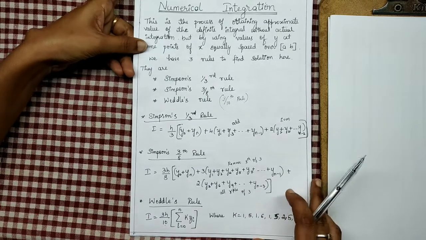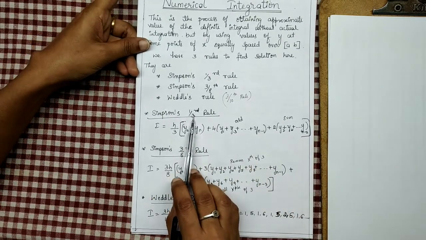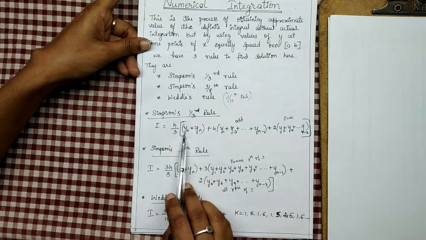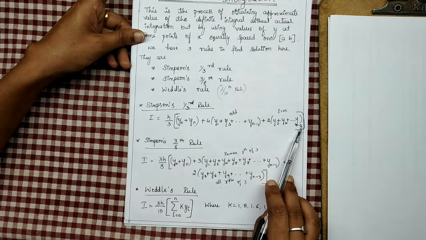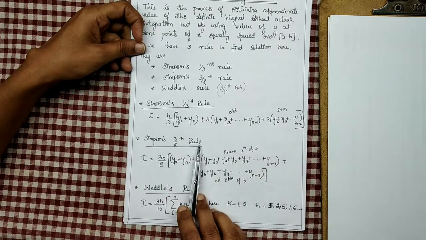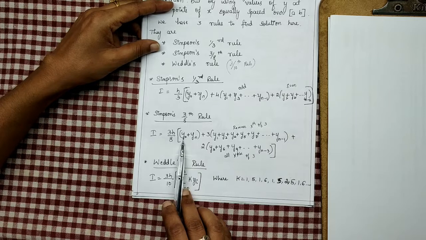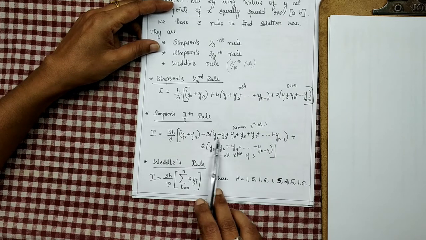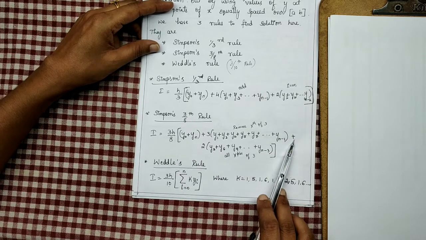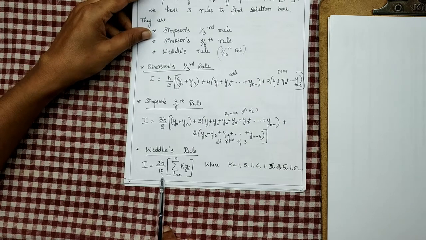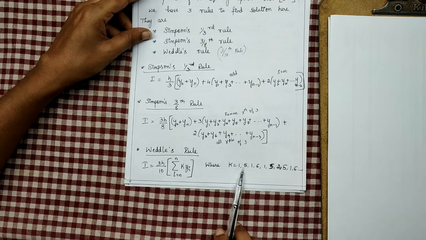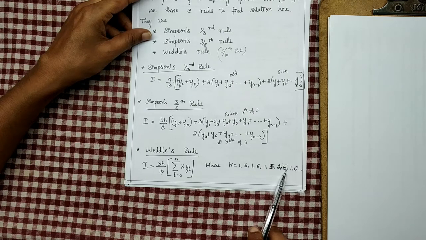Now we'll see the formula under these rules. Simpson's 1/3 rule is given by I = h/3 [y0 + yn + 4(y1 + y3 + so on) + 2(y2 + y4 + so on)]. Simpson's 3/8 rule: here I = 3h/8 [y0 + yn + 3(y1 + y2 + y4 + y5 + so on) + 2(y3 + y6 + y9 + so on)]. Weddle's rule: I = 3h/10 times the summation of k into yi from 0 to n, where k is 1, 5, 1, 6, 1, 5, 1, 5, 1, 6.